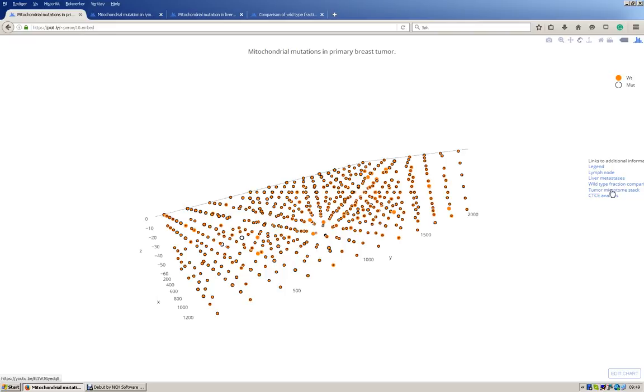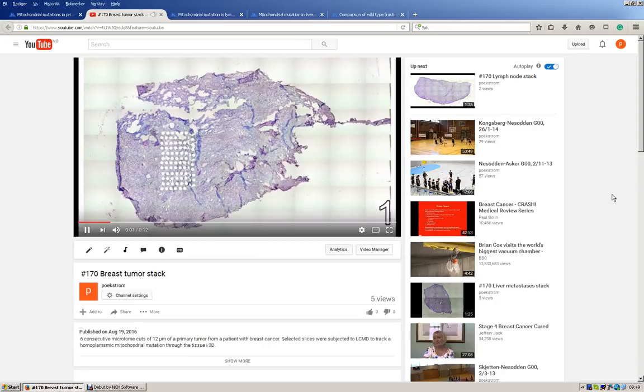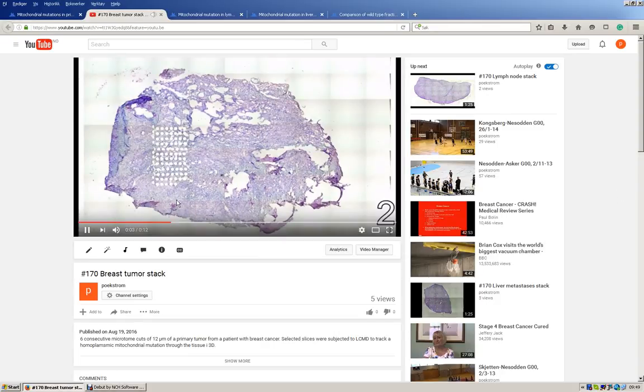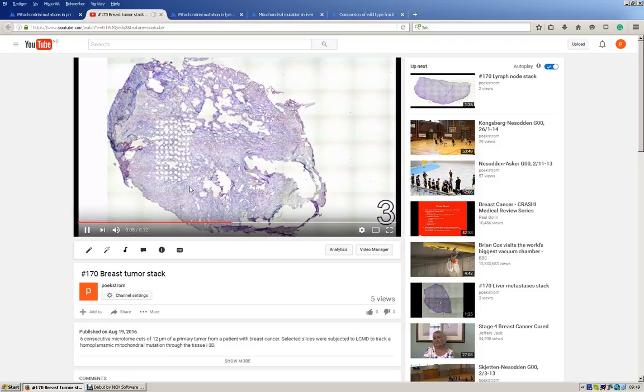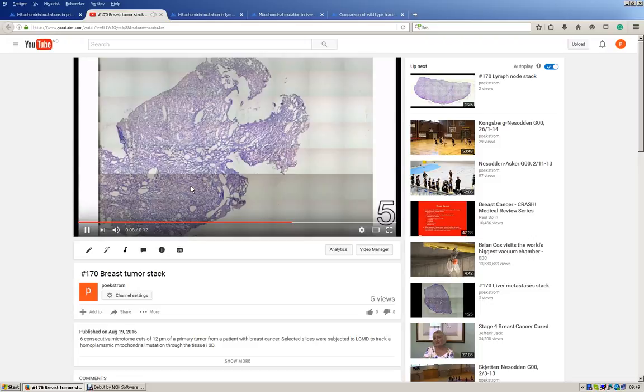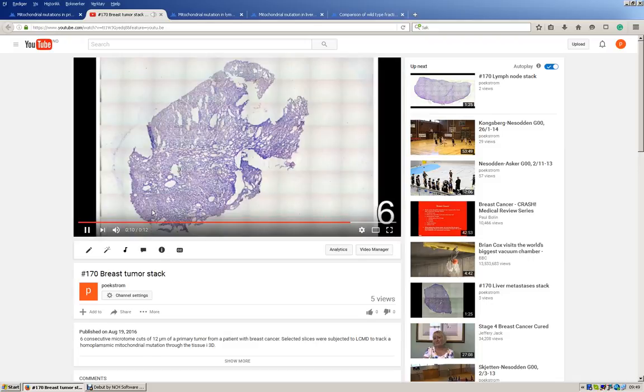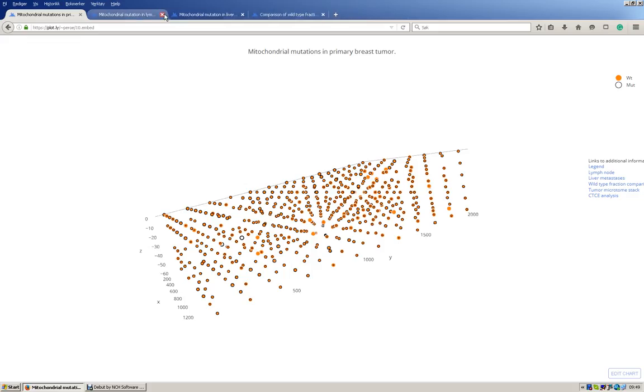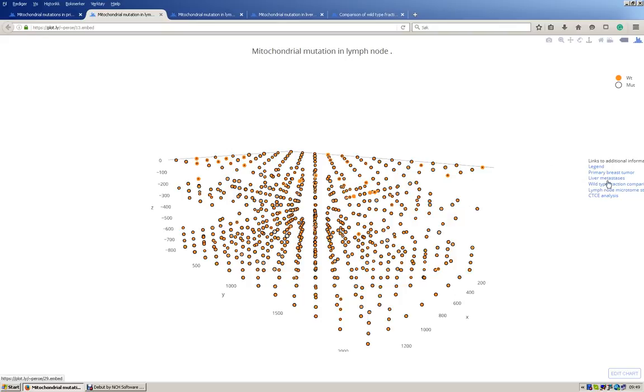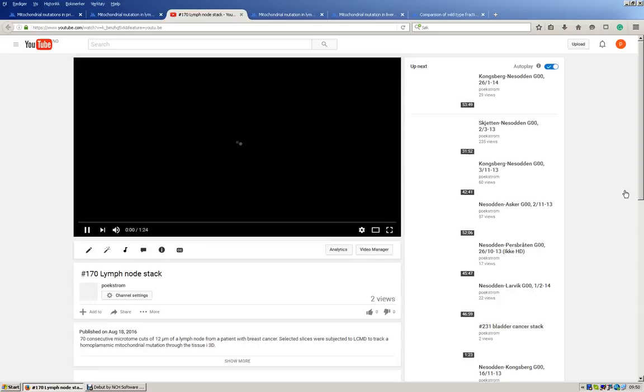To get to the tumor stack, one has to follow this link that takes you to a YouTube video where you can go through and see where the grids are placed. Unfortunately, in this video, some of it's flipped, and I have to correct that. For the lymph node, we get the stack in YouTube as well, just to get an impression. Let's see, lymph node stack here.